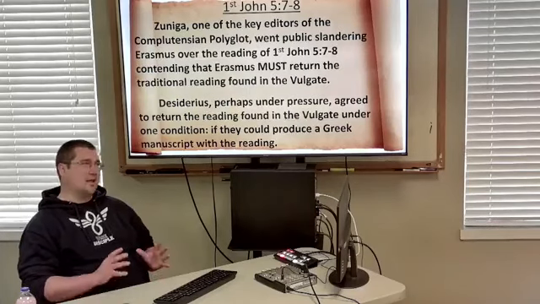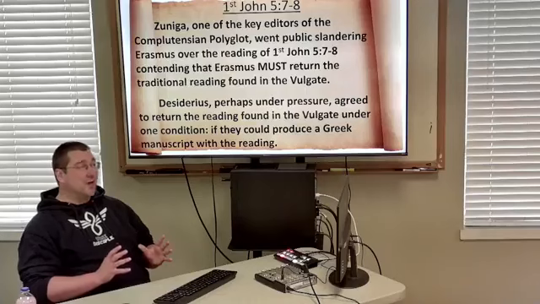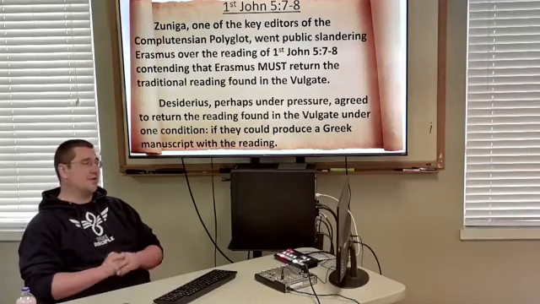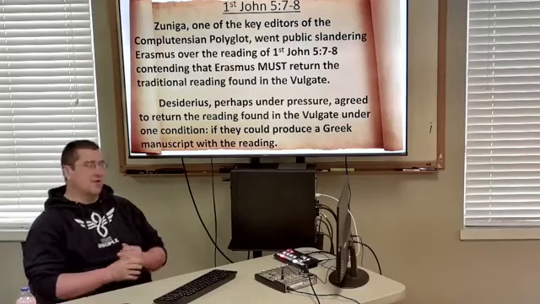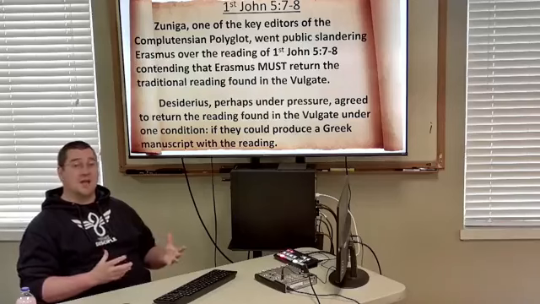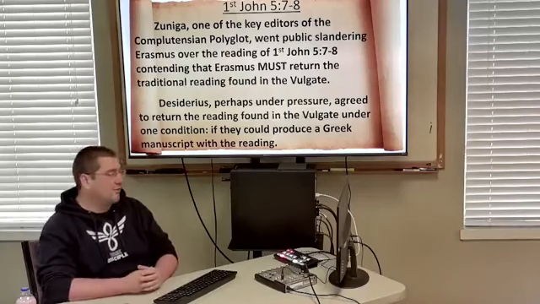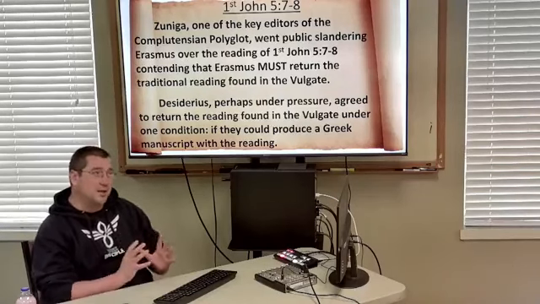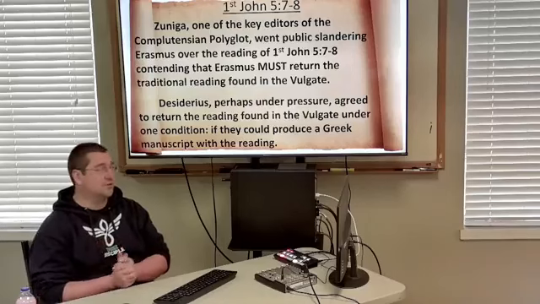So there was a man named, I think you pronounce it Stunica. He's one of the key editors of the Complutensian Polyglot. The Complutensian Polyglot was the text that Erasmus was competing with whenever he was trying to be the first to do a printed and published edition of the Greek New Testament.